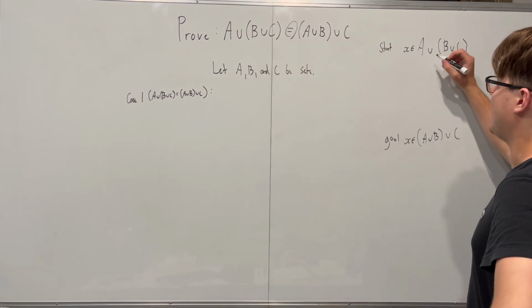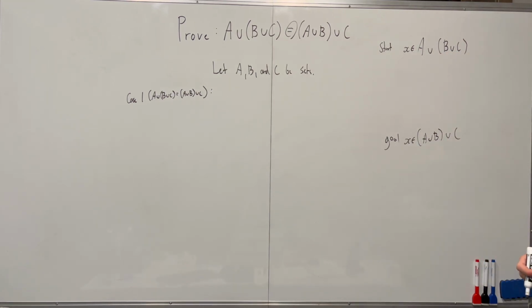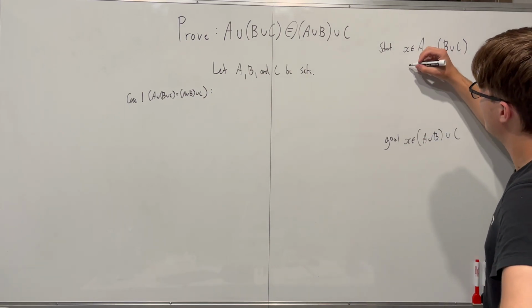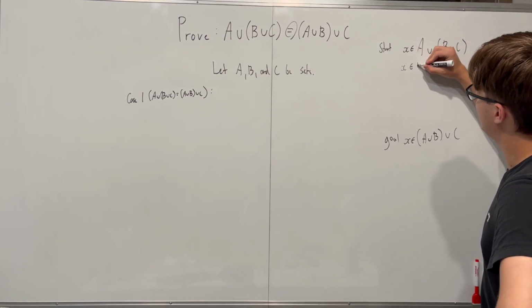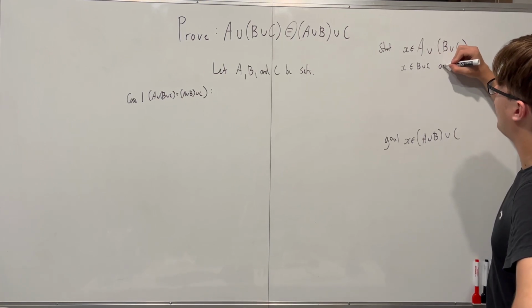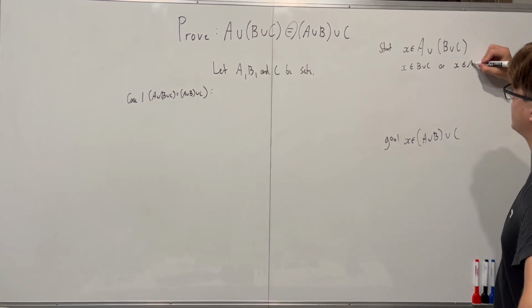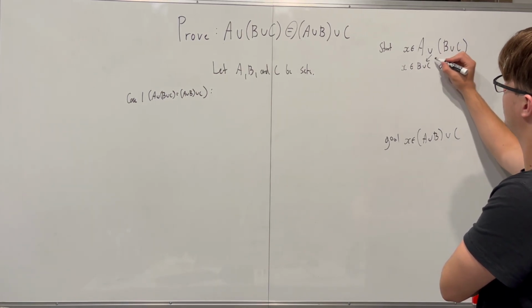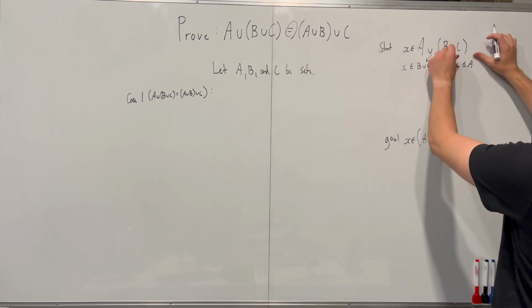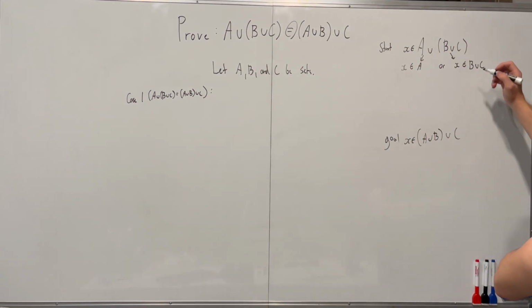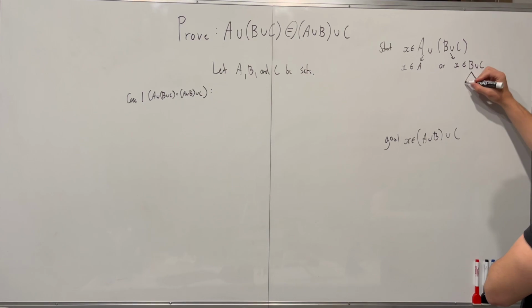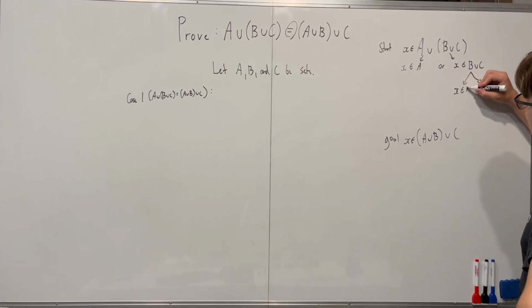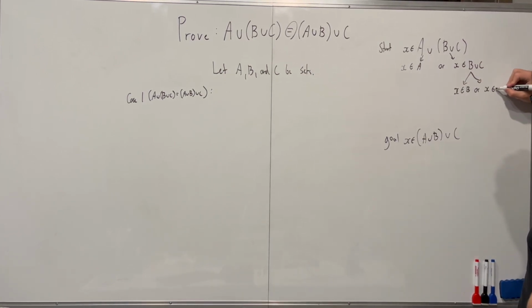Well, for X to be in A union (B union C), it means that X must be an element of B union C, or X must be an element of A. Okay, fantastic. We can break this down a little further. Let's actually switch these around. We can say this is like saying X is an element of B, or X is an element of C. So there we go. We've broken down what it means for X to be an element of that set.